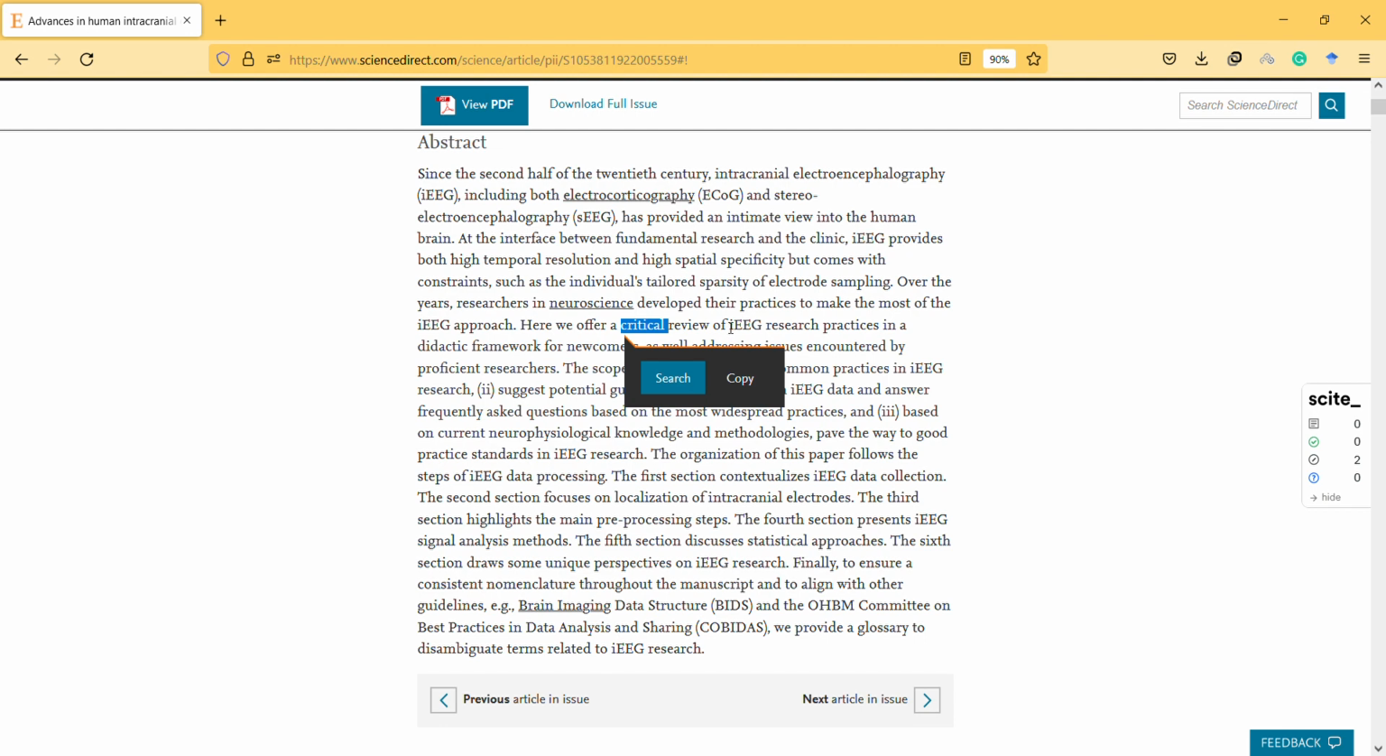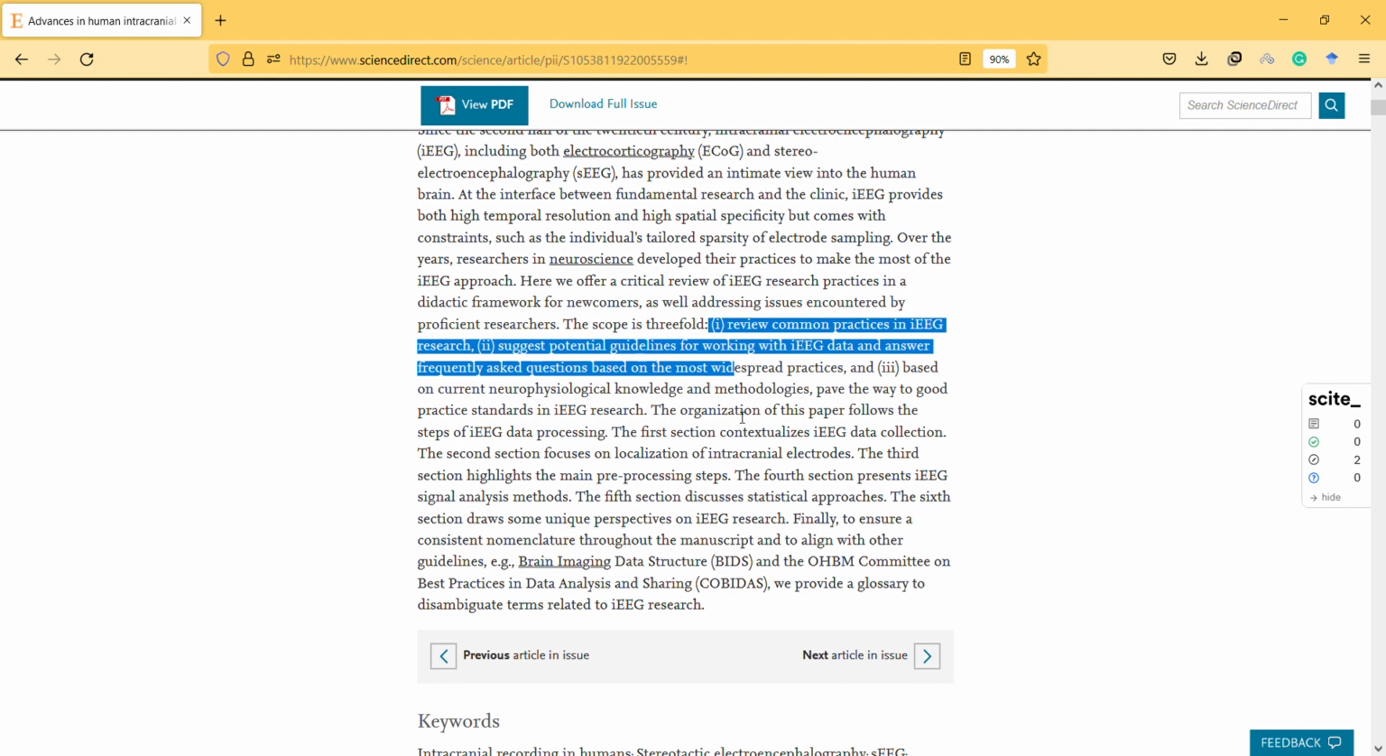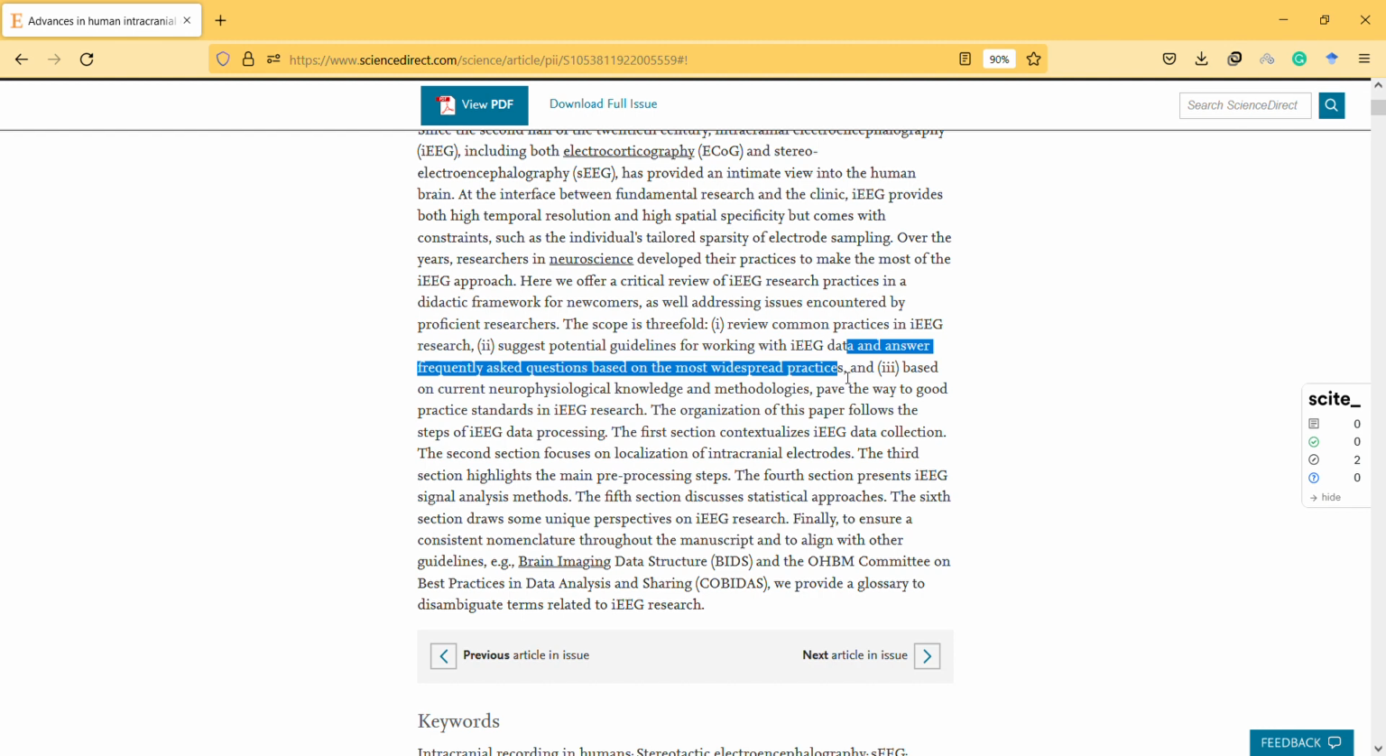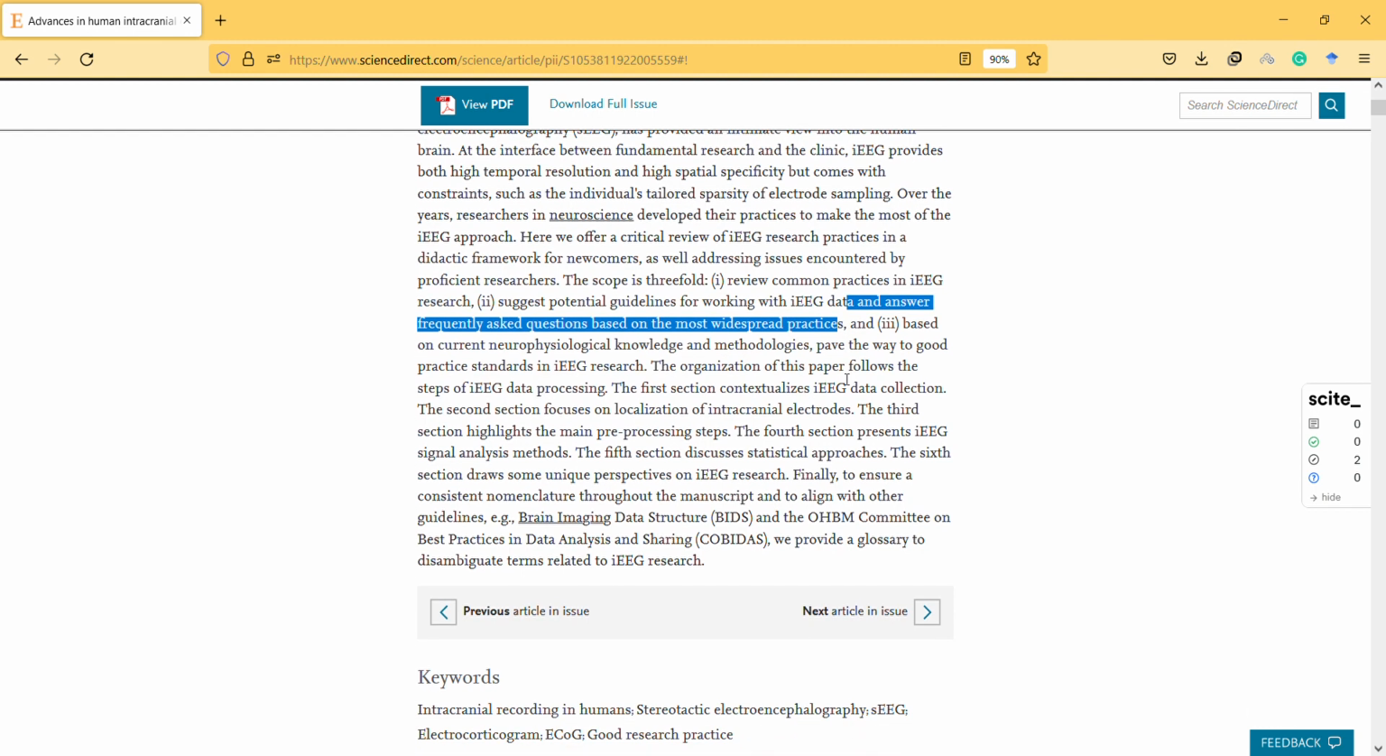Intracranial EEG research practices in a deductive framework for newcomers. It means they will teach how to do this, as well as addressing issues encountered by proficient researchers. The scope is threefold: review common practices in intracranial EEG, suggest potential guidelines for working with this data, and answer frequently asked questions based on the most widespread practices and current neurophysiological knowledge and methodologies, paving the way to good practice standards.